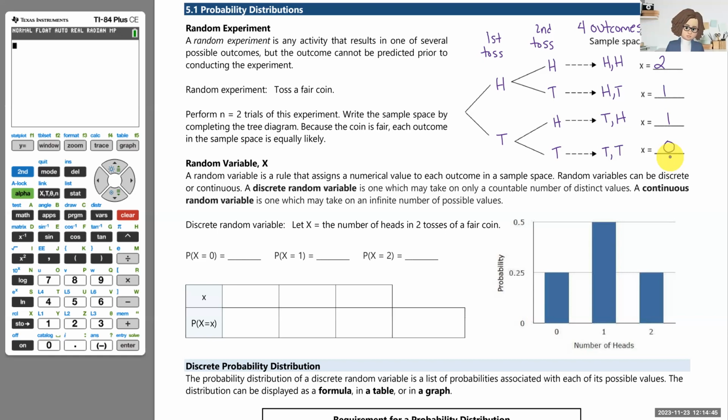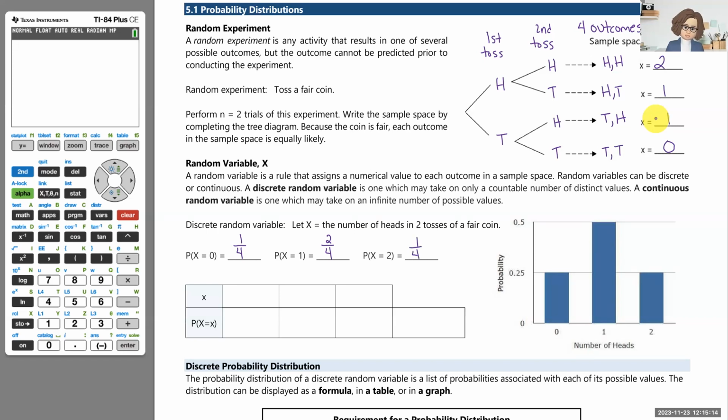I'm going to do this in fractions. X equals 0 occurred once out of those 4 possible outcomes. The probability that X was exactly 1 head, well, that occurred 2 different ways, so 2 out of those 4 possible outcomes. And then 2 heads, just 1 way out of the 4.